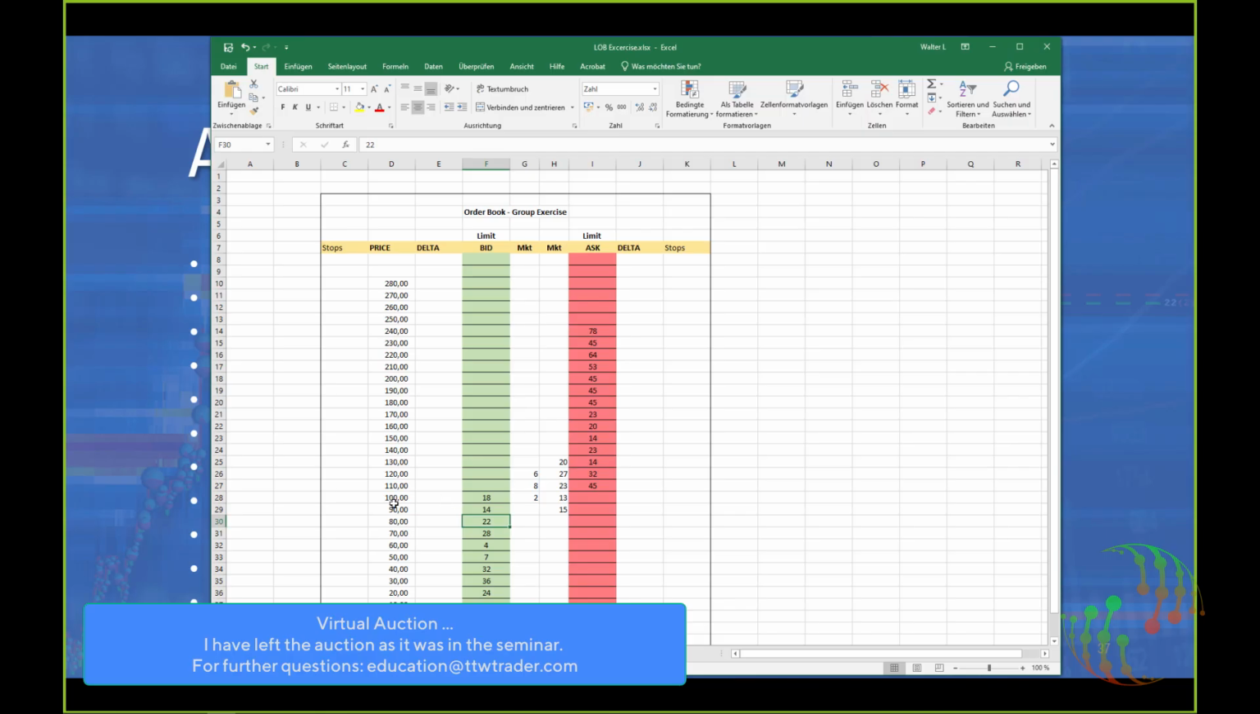And let's do the last thing for this auction: I'm offering 45 at 110, and I'm willing to buy 18 at 100. I'm offering 45.